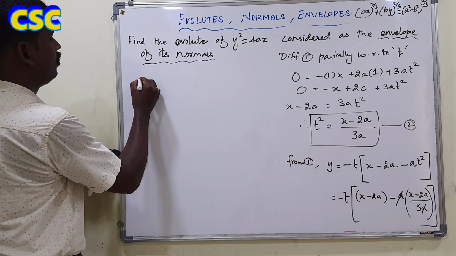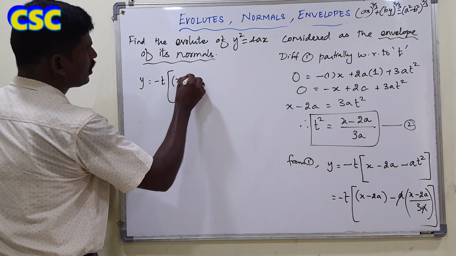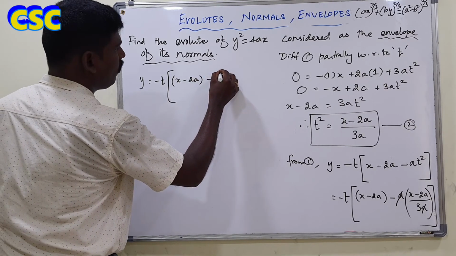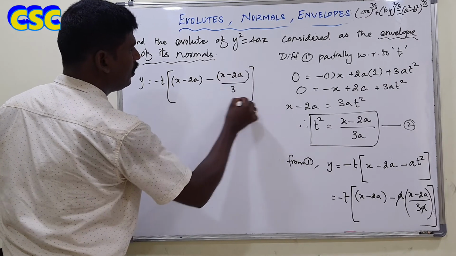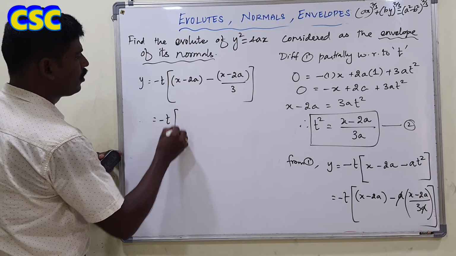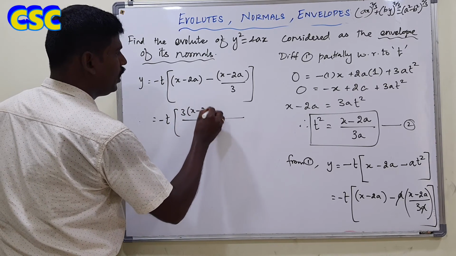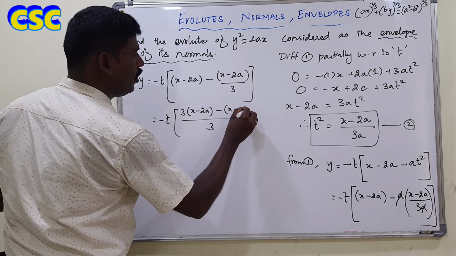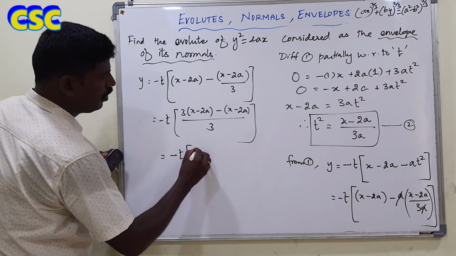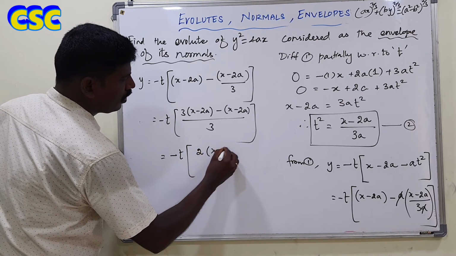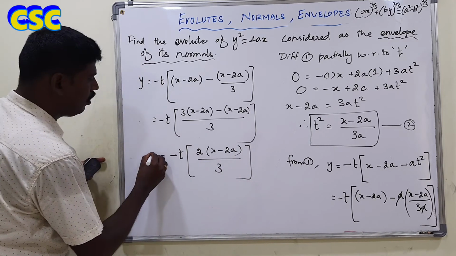Right? That is equal to what? So y is equal to minus t into (x minus 2a) minus (x minus 2a) by 3. Taking LCM inside the bracket, what will you get? Taking 3 as LCM, 3 times (x minus 2a) minus (x minus 2a). So what you will get? 2 times (x minus 2a) minus t into 2 times (x minus 2a) by 3. This is the value of y.